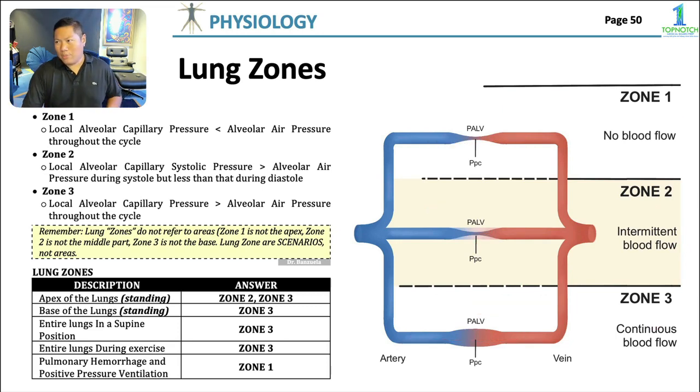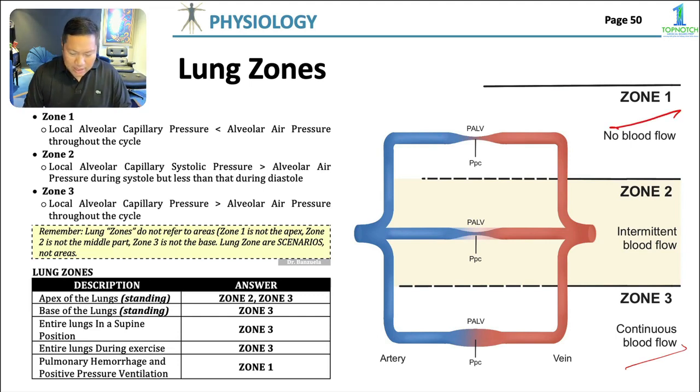Okay? The way to remember this, parang electric fan. Di ba yung mga electric fans natin, may button 1, button 1, 2, and 3. At yung pinakamalakas is yung 3. So, yung continuous ang 3, yung no blood flow ang 1.